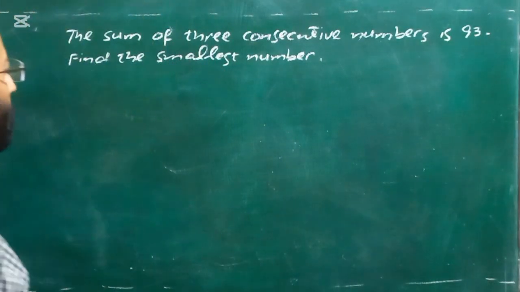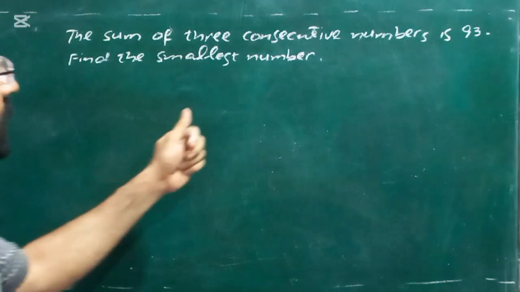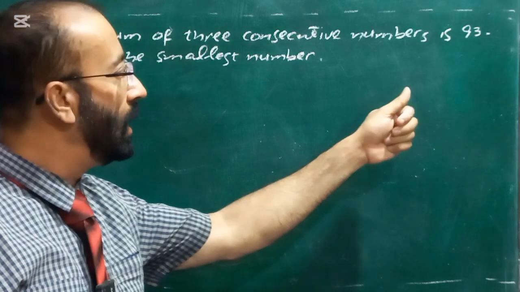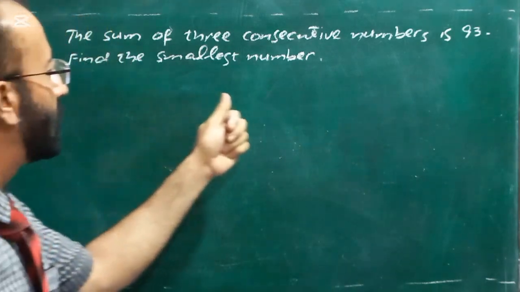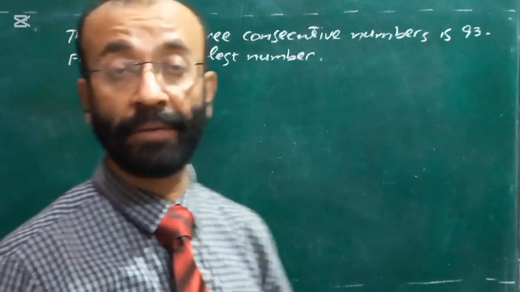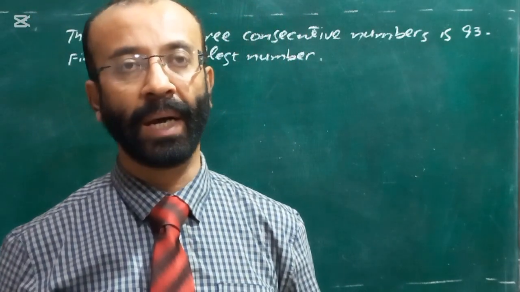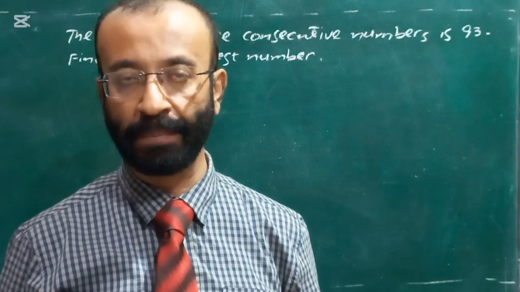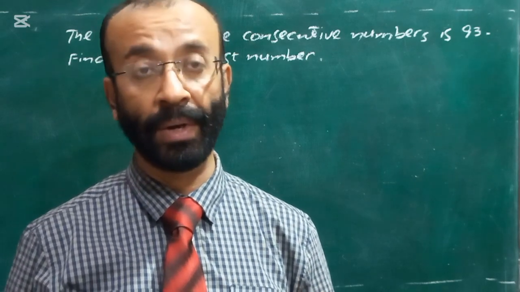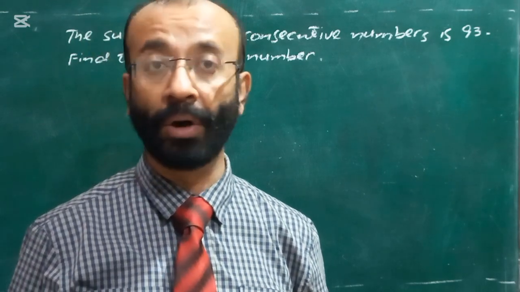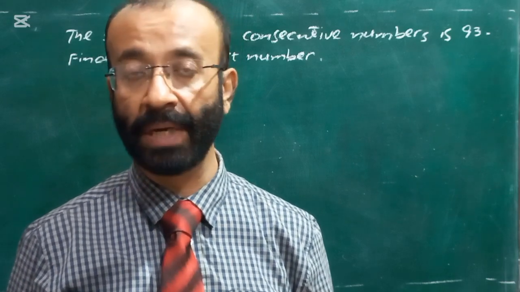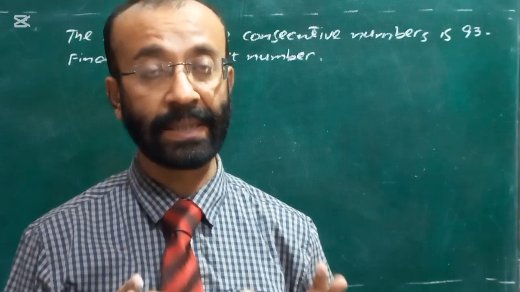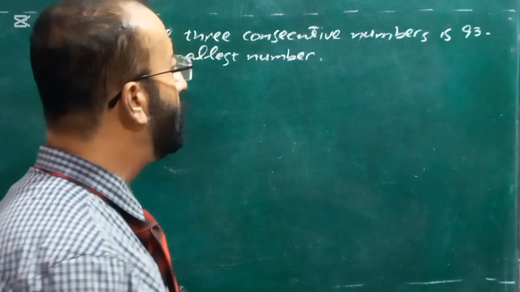Here is another type of question. The sum of 3 consecutive numbers is 93. Find the smallest number. This kind of question frequently comes in paper number 1. But in this kind of question, you will be in a better position to handle it when you know what are whole numbers, what are odd numbers, what are even numbers, what are prime numbers. So these things are very important for you.